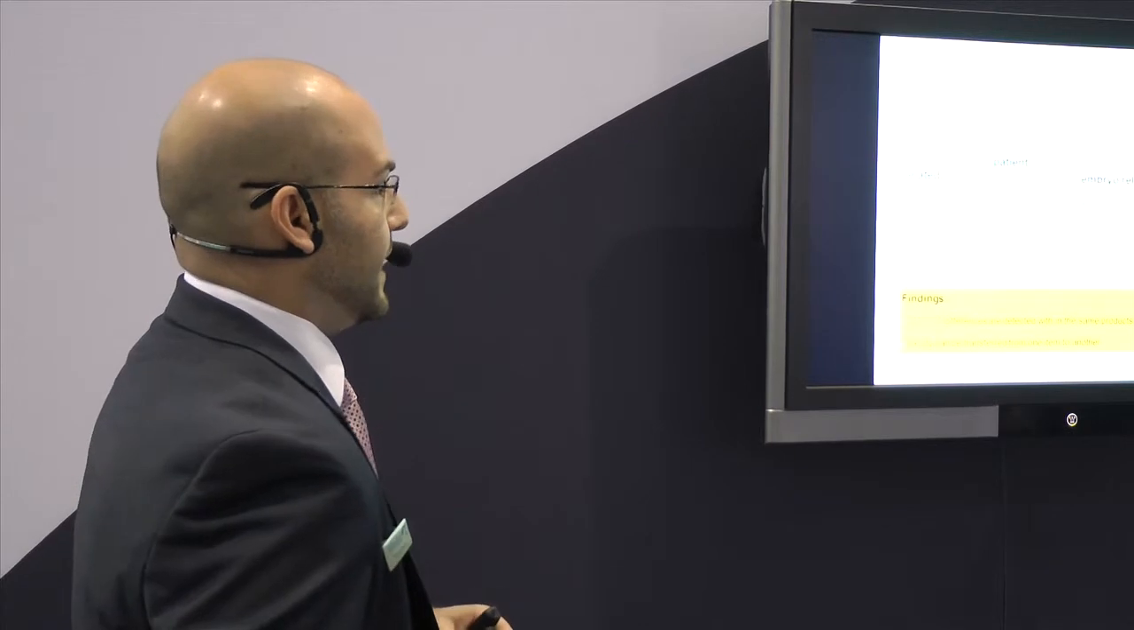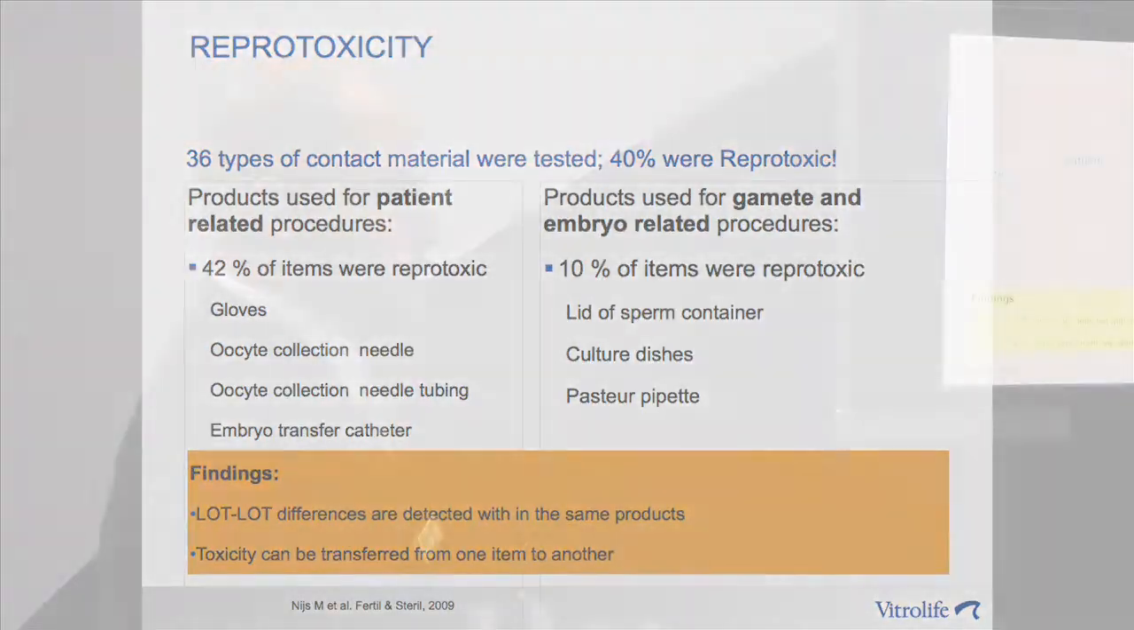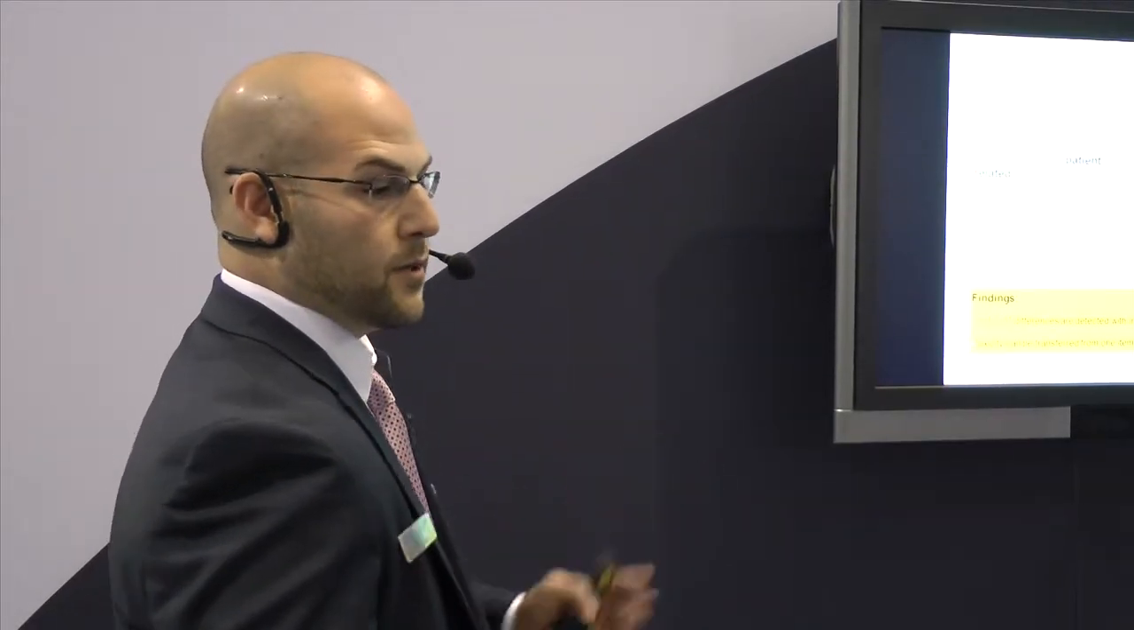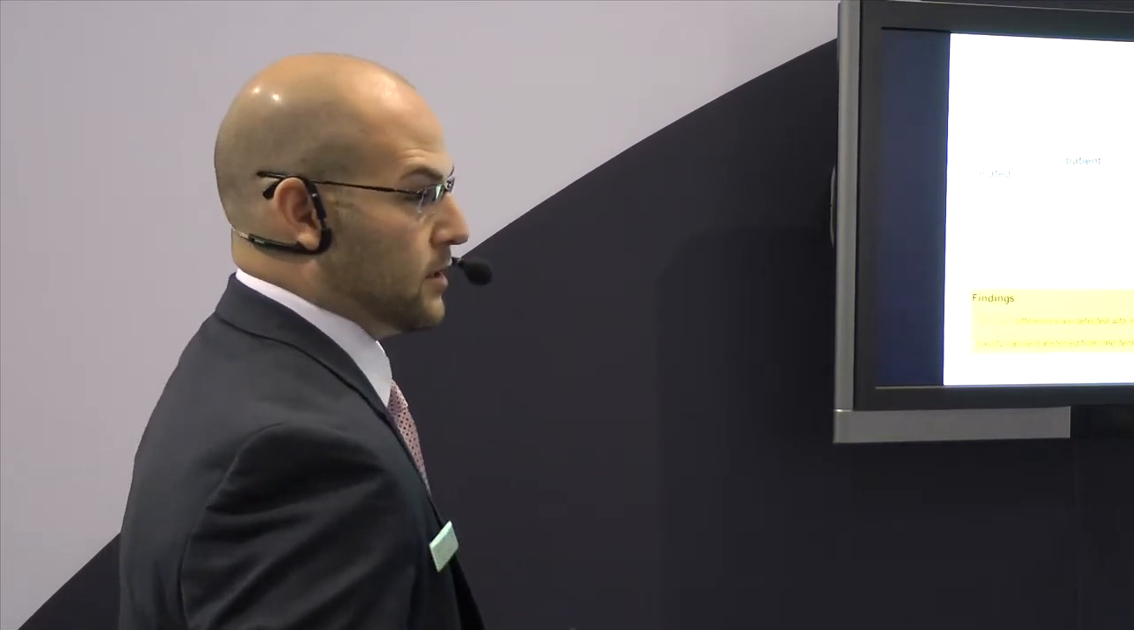With products related to the gametes, we see a little bit lower, or quite a bit lower, rate of toxicity, but those are the lids of the sperm container, culture dishes, and pasteur pipettes. So things that are coming in immediate contact, and this is an indication that there are products in our industry that we are using that are still toxic. And that's a little bit concerning.